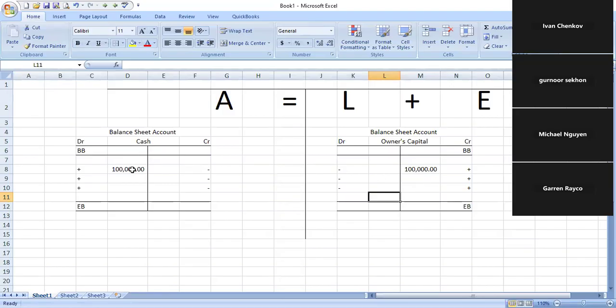I have assets, which is equal to no liability, only equity, $100,000. Now my debit is also equal to my credit. Now what's going to happen in the ending balances? Ending balance on the cash, my ending balance is going to be $100,000.